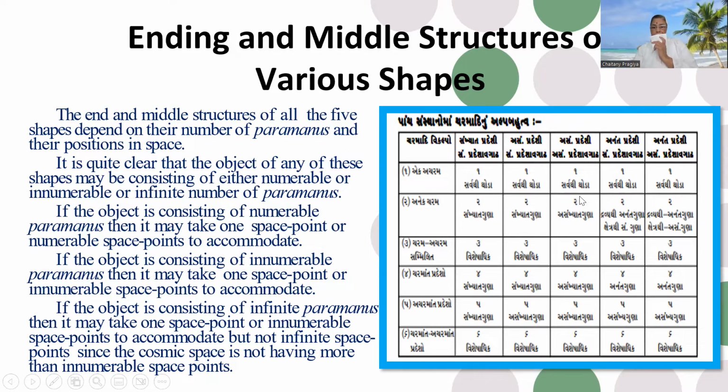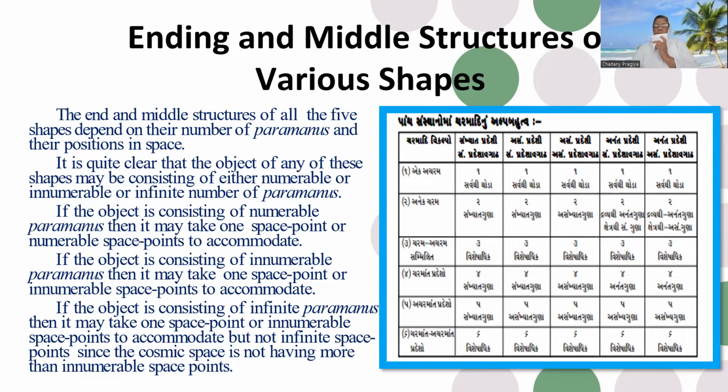They are also limited, but instead of that, they may have some middle part and also the ending parts. Now we would see that there are some objects which consist of an infinite number of atoms. They can be located in one space point or innumerable space points. But they cannot spread in an infinite number of space points, because the transcosmos has only innumerable space points and not an infinite number of space points.